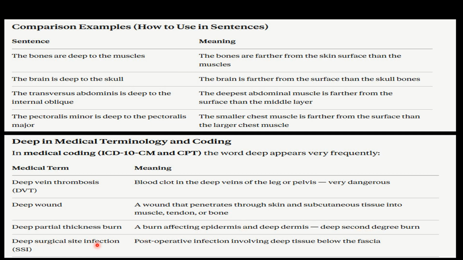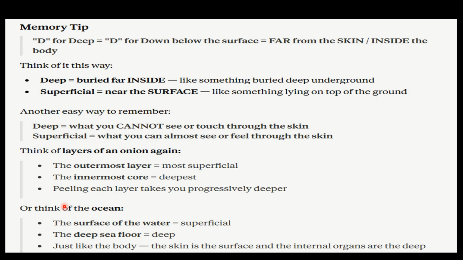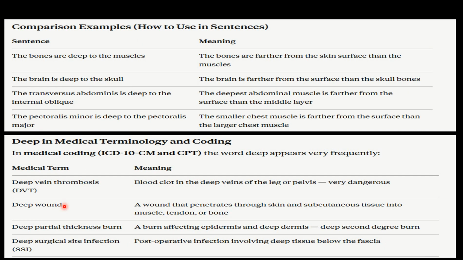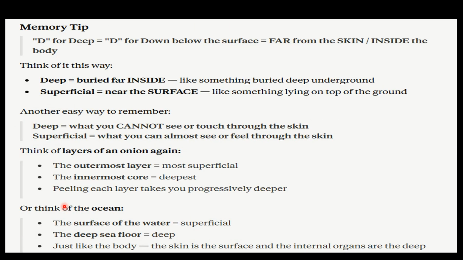Next is deep surgical site infection, a post-operative infection involving deep tissue below the fascia. Okay, so SSI is also a part of deep surgical site infection. Deep SSI means deep surgical site infection. So these are some examples. Now, because we have learned so many things, how will you remember all these things? For that there is a trick I'll show you.